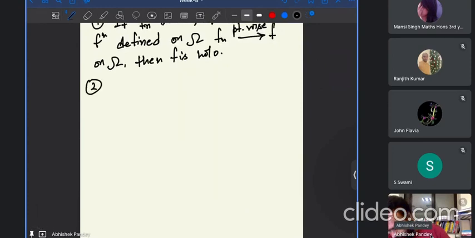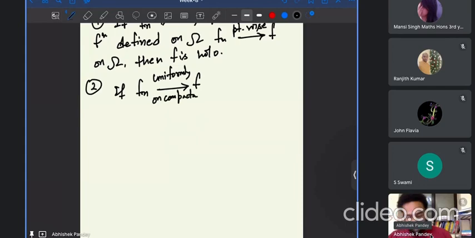Second, if fn converges to f uniformly on compacta. Uniformly on compacta means fn converges to f uniformly on every compact subset of omega. Then f is holomorphic.